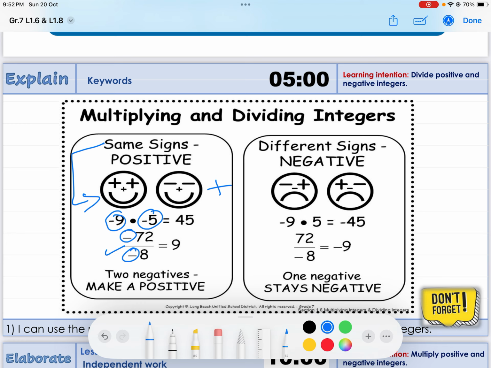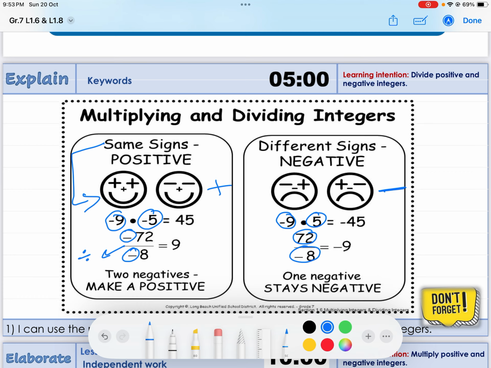And remember, this fraction part is the same as a division sign. So this is 72 divided by 8. Okay, guys? Next, different signs. If you are multiplying a negative with a positive, or dividing a positive by a negative, it doesn't matter if the sign is up or down or you only have one sign here, the answer will always be negative. Okay? Keep it in your head, please.